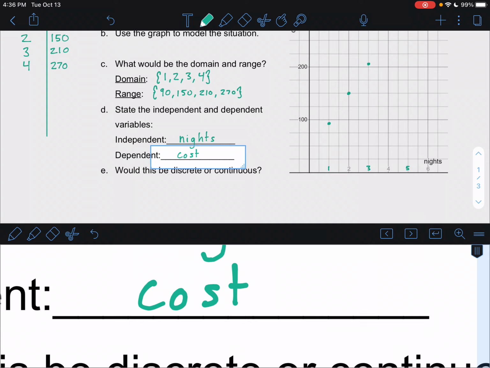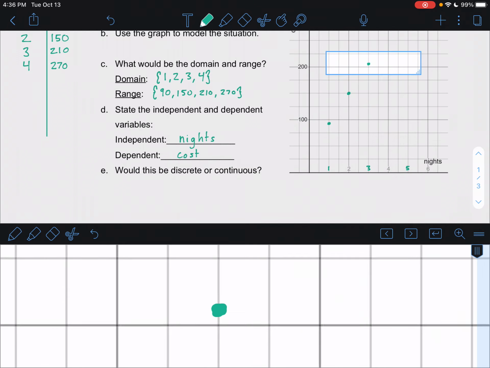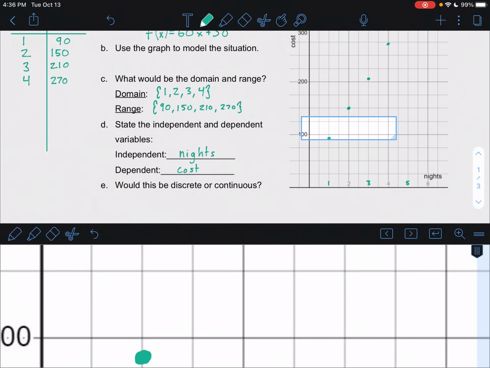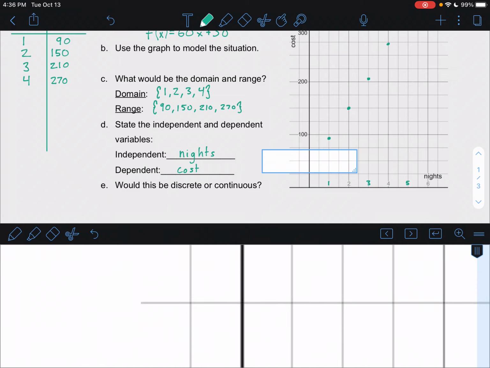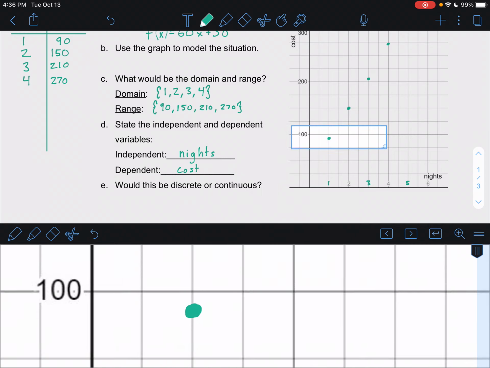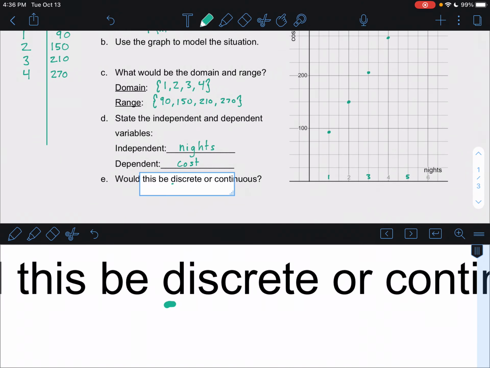And then it's asking, would this be discrete or continuous? Since I would not connect these dots, because there's no way I can spend a night and a half, there's no way I can spend 4.5 nights, these are the only 4 data points that would exist. This is discrete. If it's not connected, it's discrete.